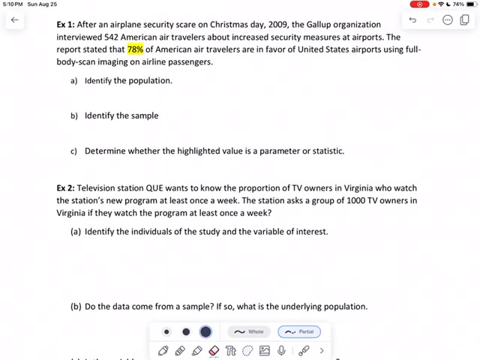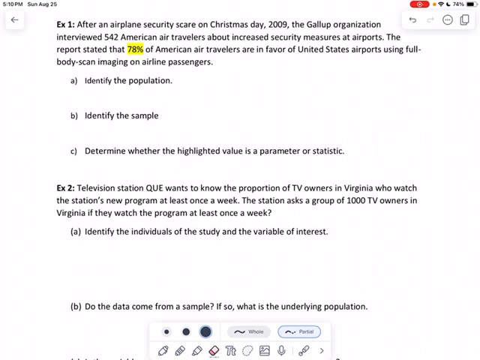Hi, let's continue with section 1.1. We are now going to look at examples. While you read the example, if you notice what is in examples 1 and 2, we are given a small excerpt, and then we are asked some questions.